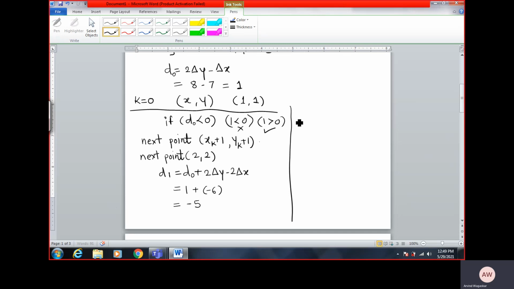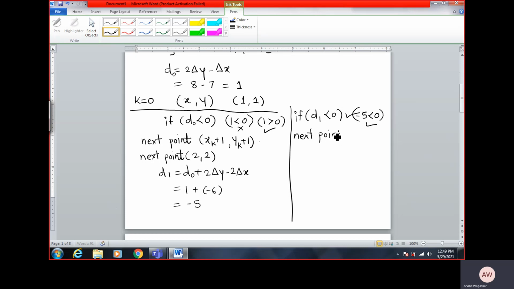Now again you have to repeat the same steps. So you have to compare the value of d, that is, we have to compare d1 with 0. Now in this case it is true. Why is it true? It is negative. The value of d1 is minus 5, so it's less than 0. So the condition is true.